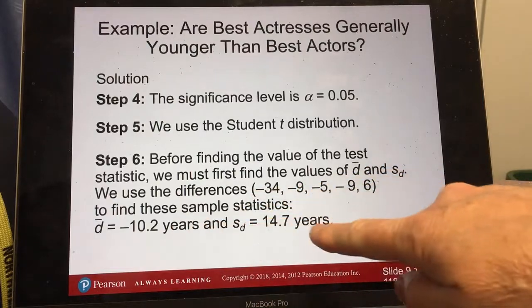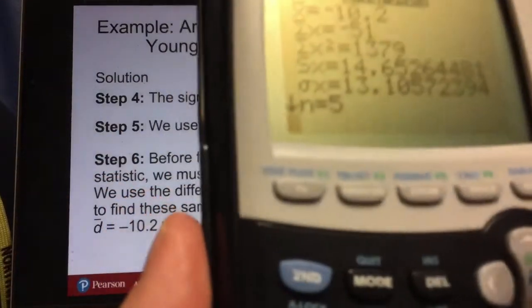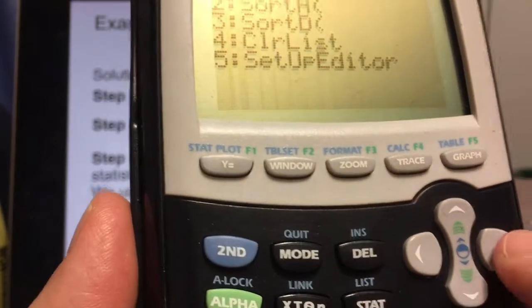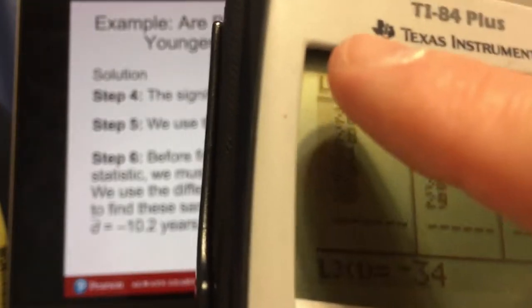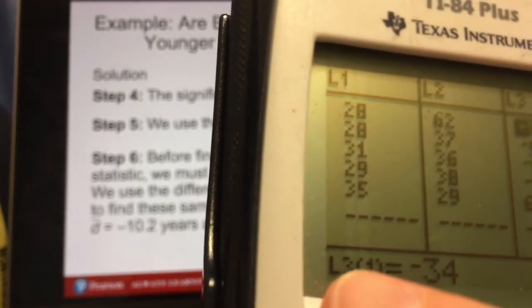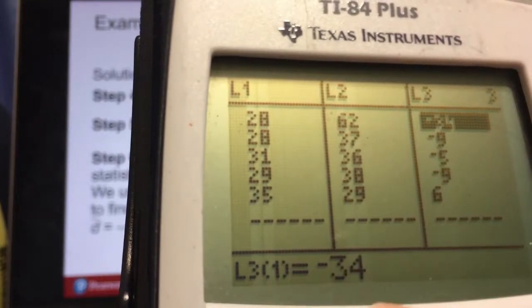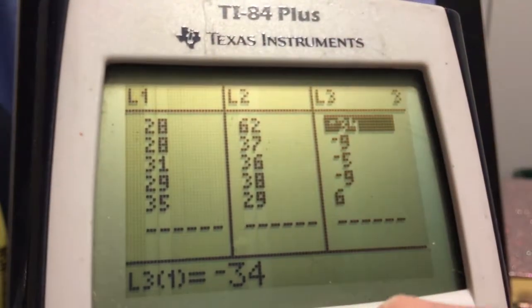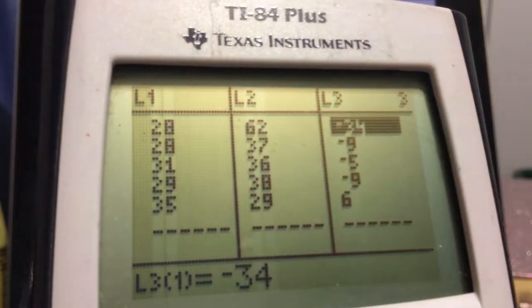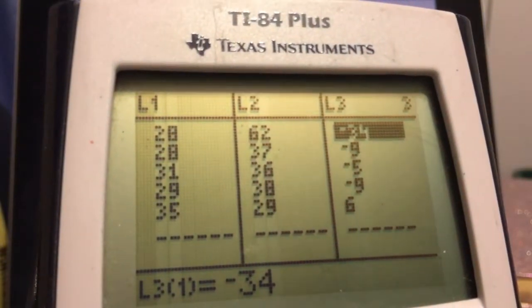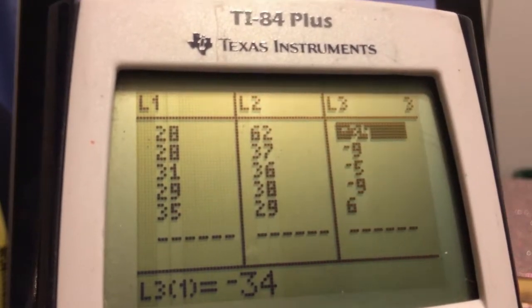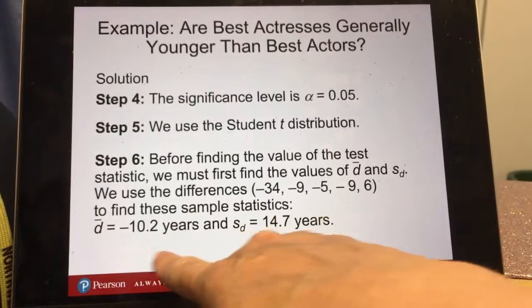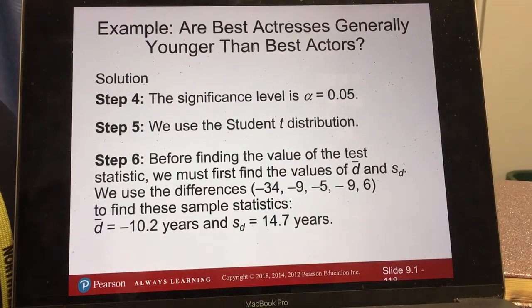So you can do the same thing. You're going to hit stat and then edit, and then you're going to put one of your data sets in L1, you're going to put one of your data sets in L2, and then in L3, you're going to put the difference between the two data sets. Okay, so then when you do a one variable stats on L3, you have this D bar and this S sub D without any calculation work.